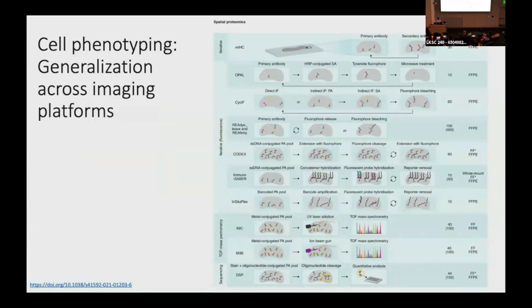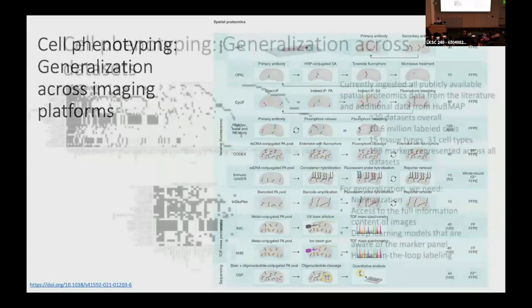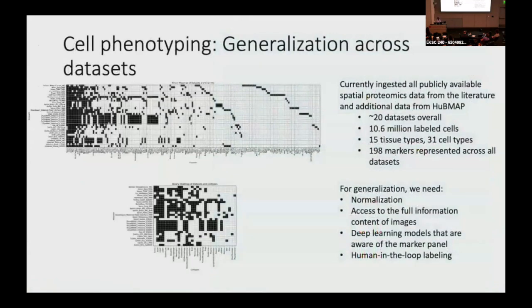But the bigger problem is that there's a wide variety of things that are being imaged, and the marker panels differ drastically across these different experiments. And so for about a couple of years, we had a technician in our lab, Laura Prodhan, and her sole job was to go find all of the publicly available spatial proteomics data, ingest it, and get it to a form that was machine learning ready. As a result of this effort, I think we have, on the order of 20 or so data sets.